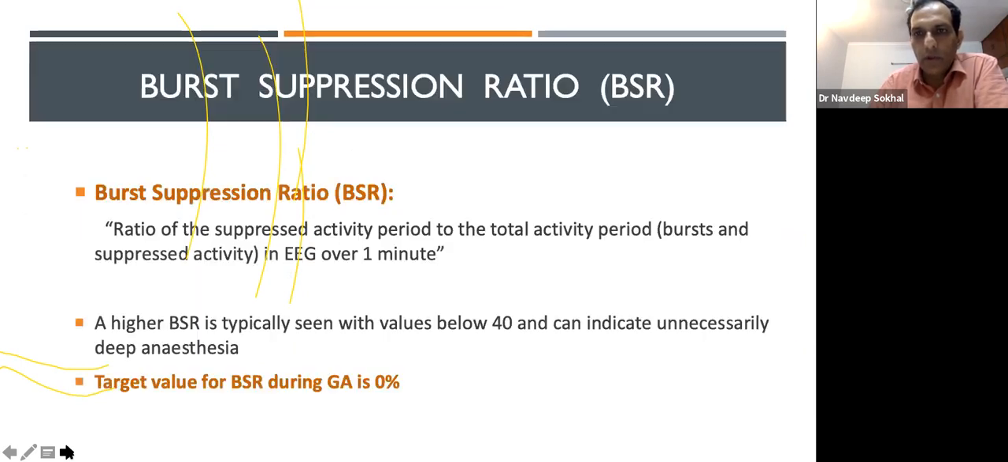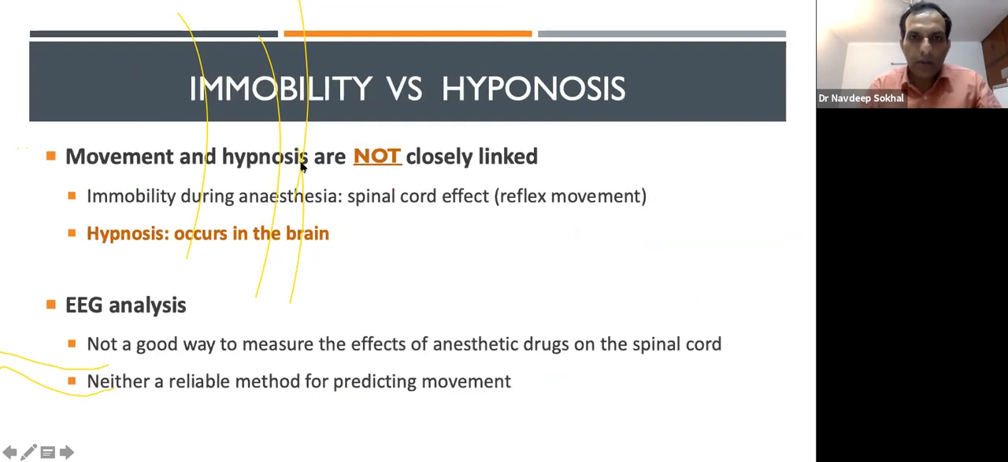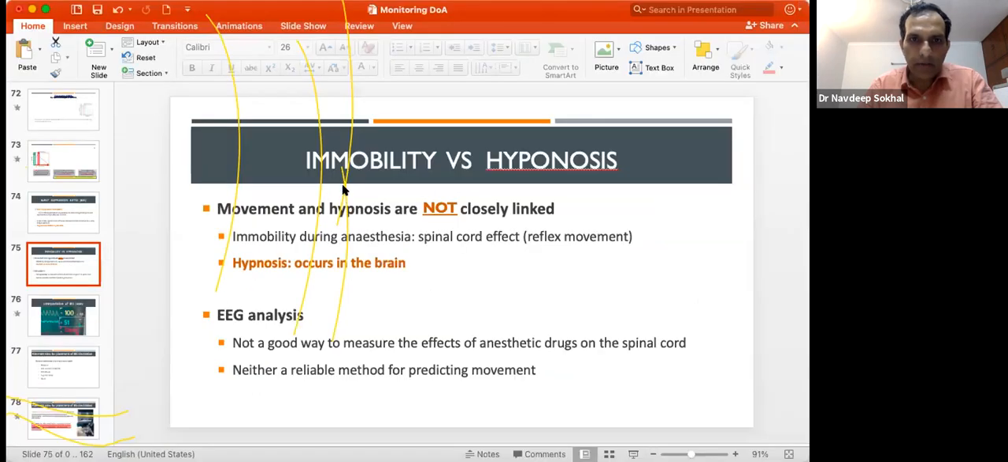What are the components of this burst suppression ratio? Delete these lines now.